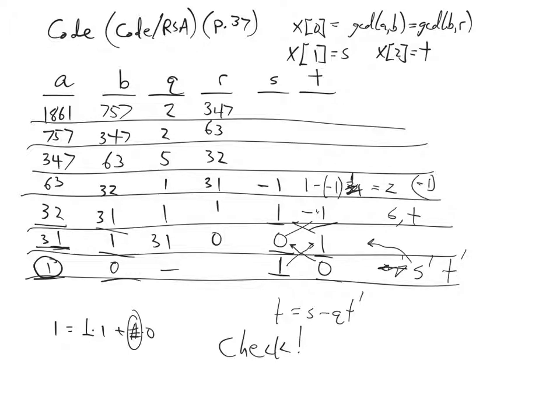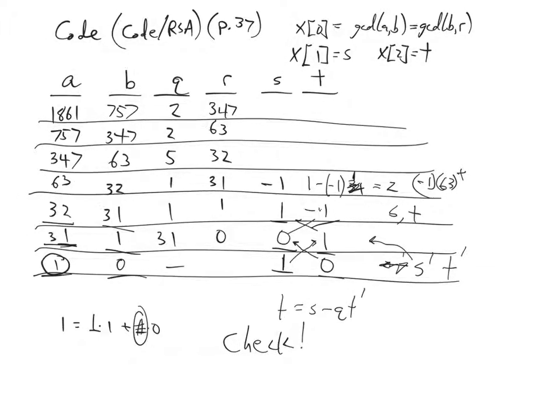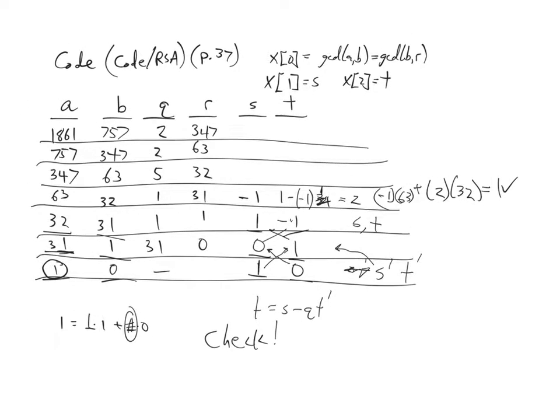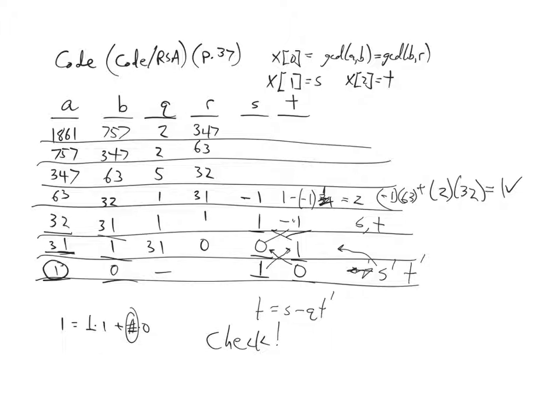So is minus 1 times 63 plus 2 times 32 equal to 1? Yes, it is, because it's minus 63 plus 64. Okay, that's important. Then the 2 there comes up, and now we can get on a roll.